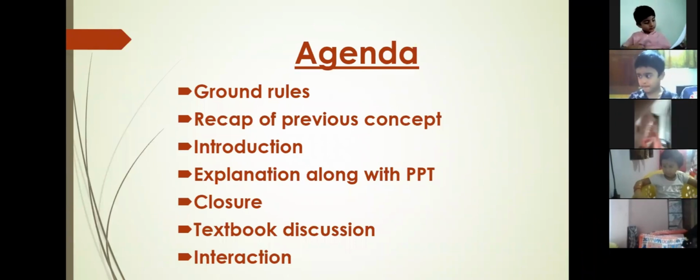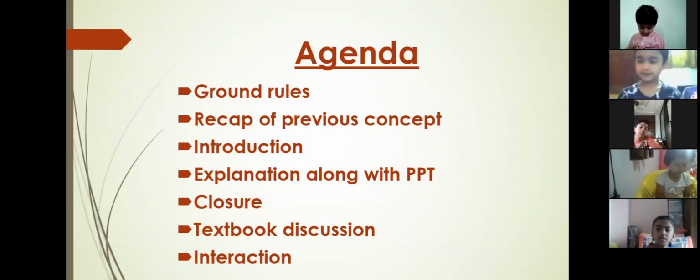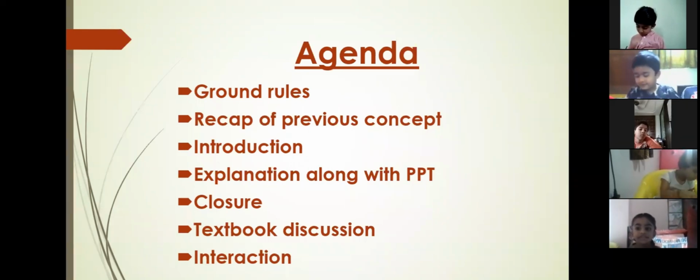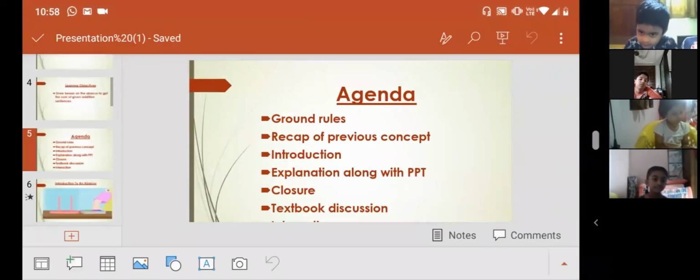Ground rules, just now I said you have to maintain discipline. Don't move from your place. Don't move here and there. Concentrate on what teacher is saying. Don't play with the textbook, pencil, eraser. Don't play with your brother, sister. Tell them not to disturb you when the class is going on. Pay attention to what teacher is saying. Yes, children? Then only you can learn the concept. Then recap: just now I have done introduction, explanation, closure, textbook discussion, and interaction will be done. Okay, children? Yes.